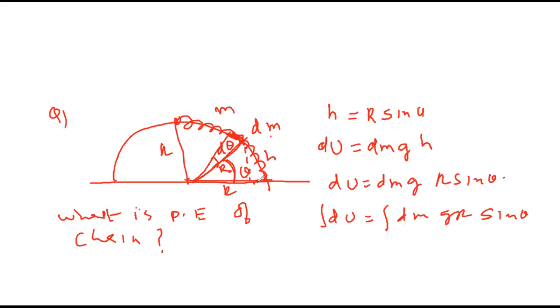Now wherever you see r, we know that the length of an arc is radius into angle. So this length of arc is r d theta. Okay, just copy this one.